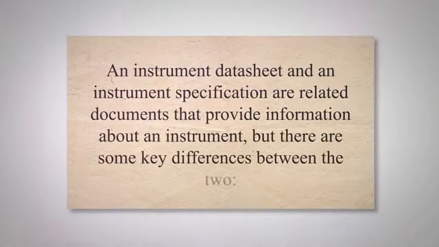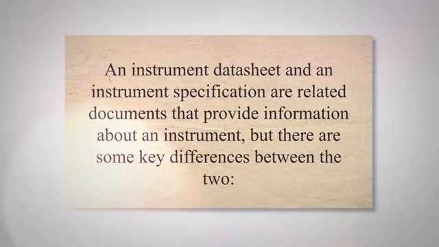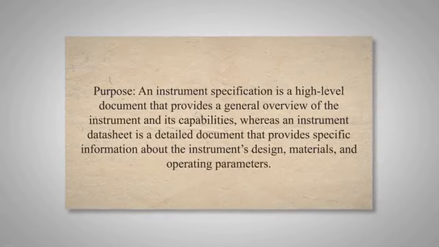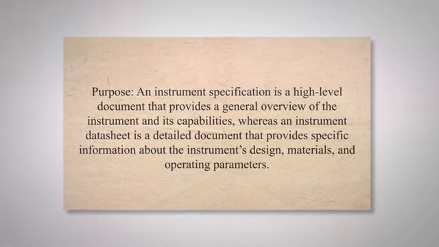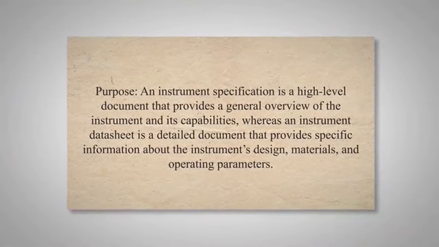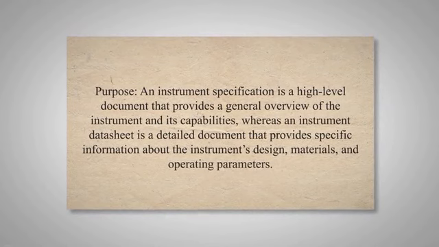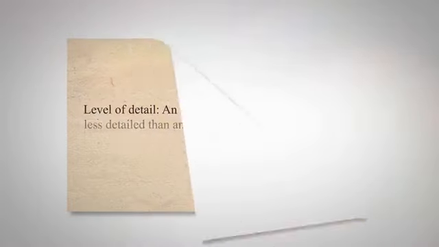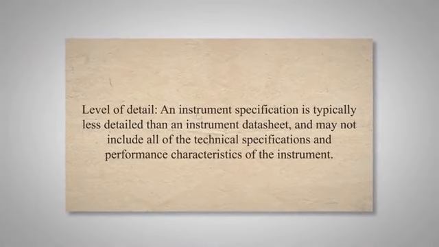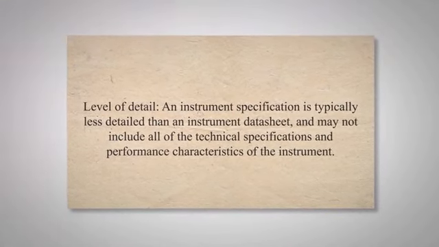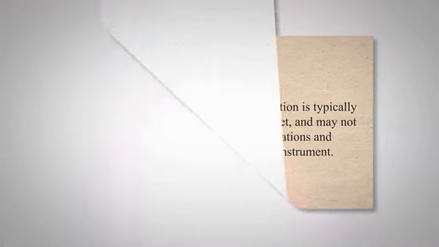An instrument datasheet and an instrument specification are related documents that provide information about an instrument, but there are some key differences between the two. Purpose. An instrument specification is a high-level document that provides a general overview of the instrument and its capabilities, whereas an instrument datasheet is a detailed document that provides specific information about the instrument's design, materials, and operating parameters. Level of detail. An instrument specification is typically less detailed than an instrument datasheet, and may not include all of the technical specifications and performance characteristics of the instrument.